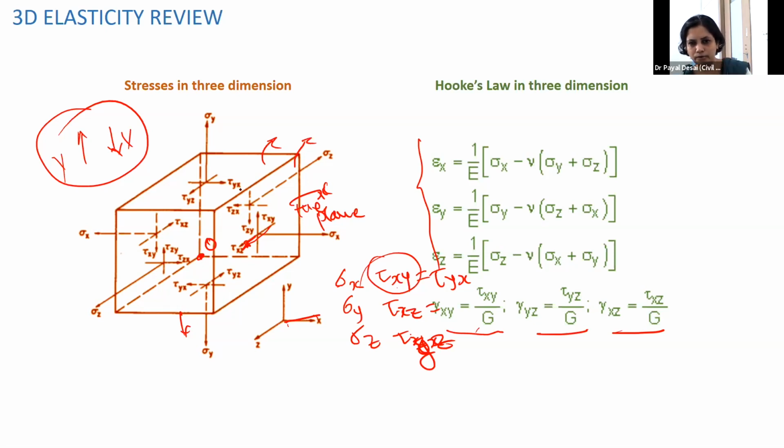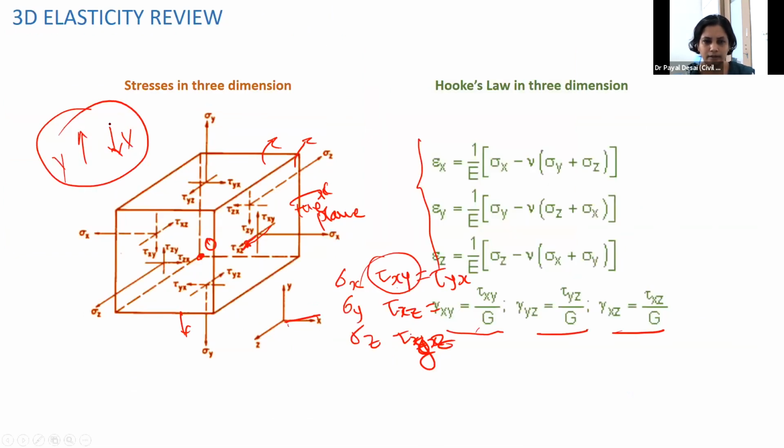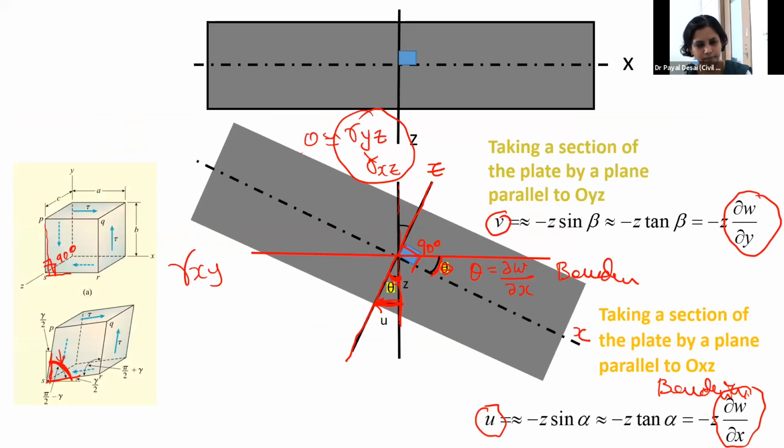Now we are going to use these equations, which are for Hooke's law and also for the strain, for defining the plate theory assumptions. This portion we have already seen. This u is equal to minus z times the bending rotation, that is del w by del x, based on our assumptions. If I recall, we have already determined this from the geometrical interpretation.